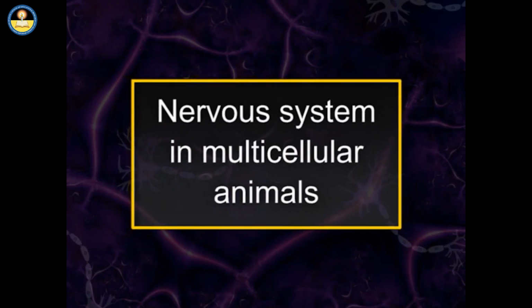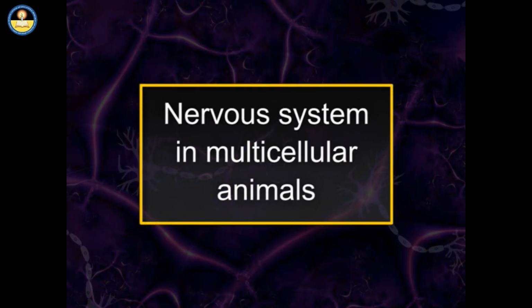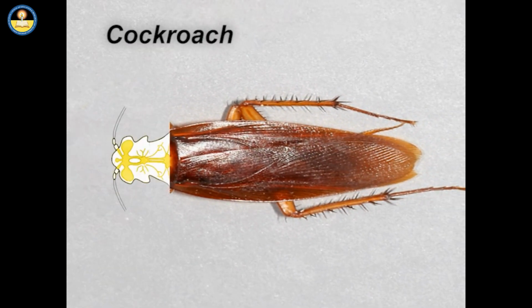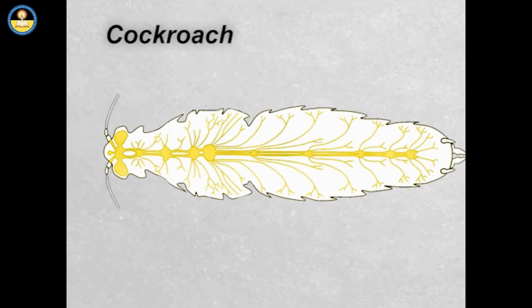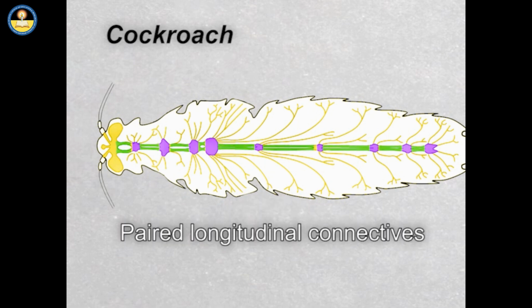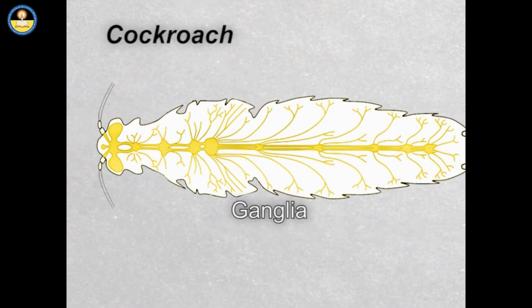Nervous system in multicellular animals. The nervous system of an insect can be divided into a brain and a ventral nerve cord. The nervous system of a cockroach consists of a series of fused, segmentally arranged ganglia joined by paired longitudinal connectives on the ventral side. 3 ganglia lie in the thorax and 6 in the abdomen.